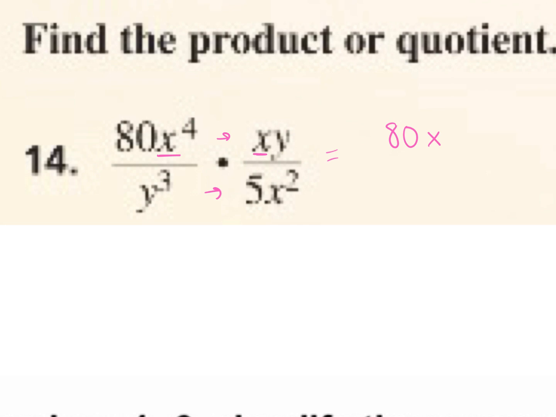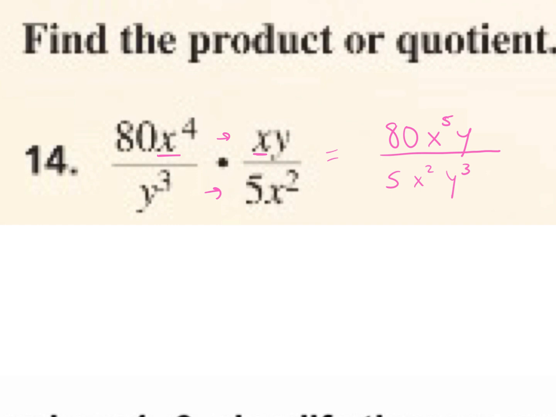Times x. On top, we're multiplying. So x to the 4th power, so x to the 5th. Is that what you said? Oh, sorry. And then just a y. On the bottom, I don't have any like terms, so it'd be 5x squared y to the 3rd power.